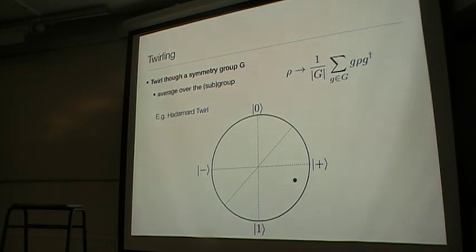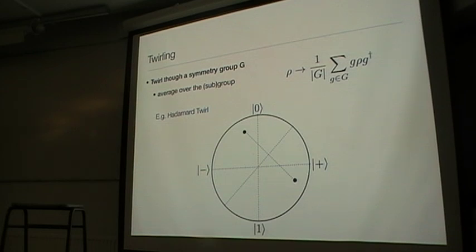Twirling is a very simple idea. It's the averaging of a state over a symmetry group. So, for example, if we take our state, this dot here represents a state. You can see this is like a slice of the Bloch sphere, so we've got the 0 and 1 states there, and plus and minus states there. So this is our state. Now if we apply a Hadamard to that state, what does the Hadamard do? It reflects along this dotted line here. The Hadamard maps 0 to plus and plus to 0, so it's this reflection here. So the Hadamard would take the state from here to here.